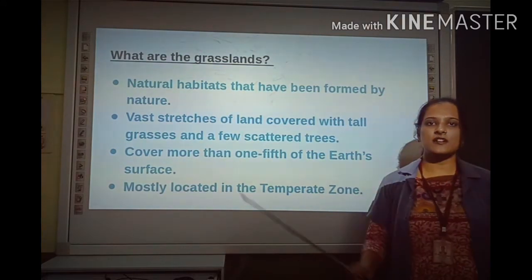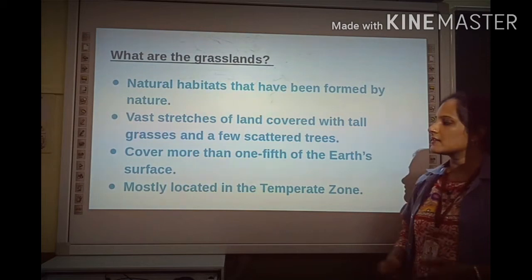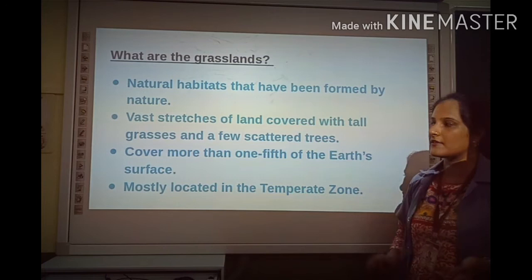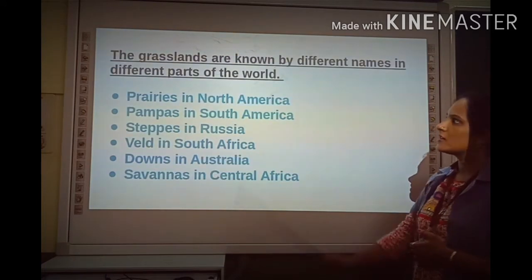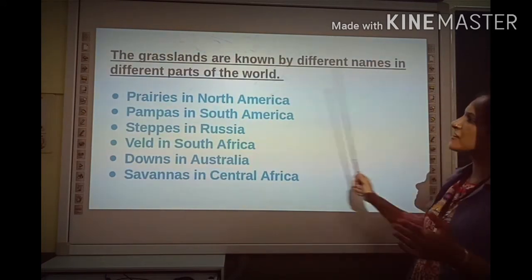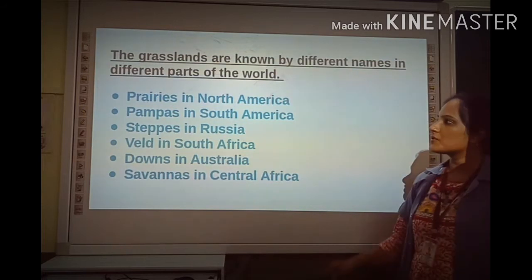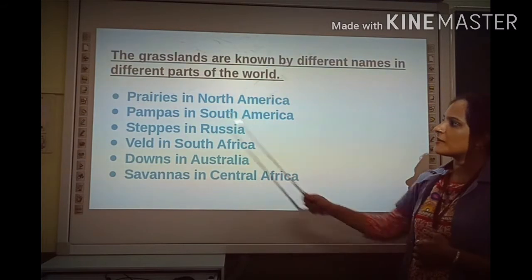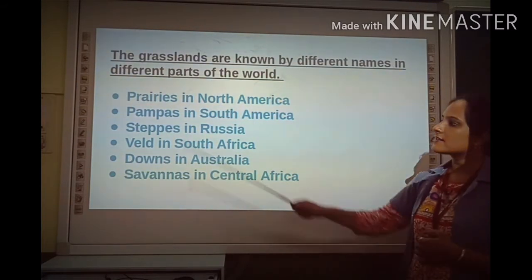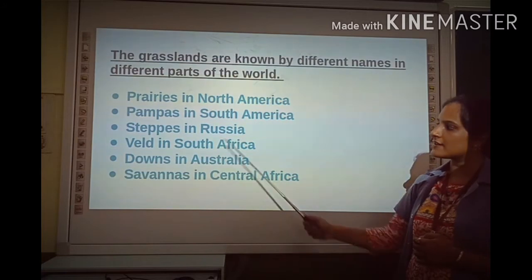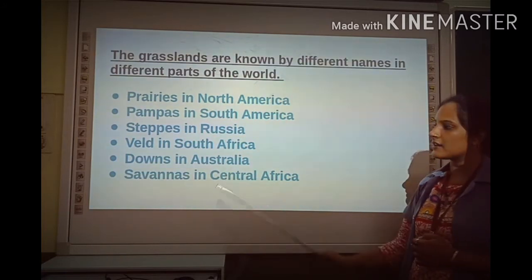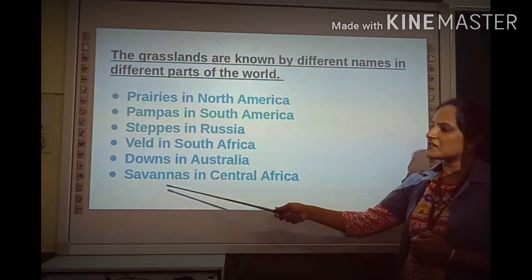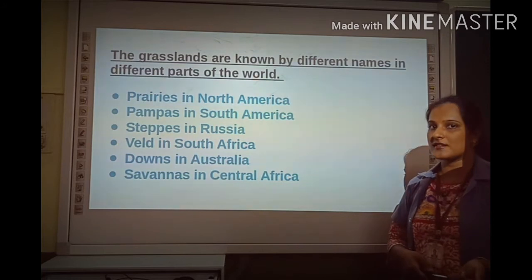About 1/5 portion of the earth's surface is covered by the grasslands, mostly located in the temperate zone because of the moderate climate they experience. Now, grasslands are known by different names in different parts of the world. In North America, grasslands are called the prairies. In South America, pampas. Steppes in Russia, veld in South Africa, downs in Australia, and savannas in Central Africa. Students, we have studied about savannas in the 4th chapter, that is the DRC.